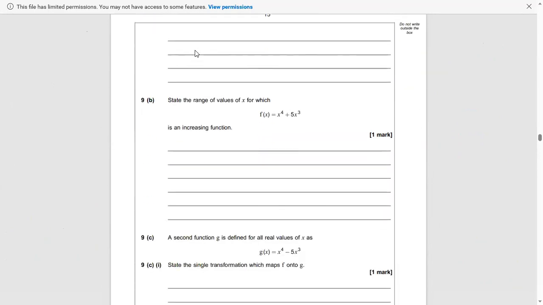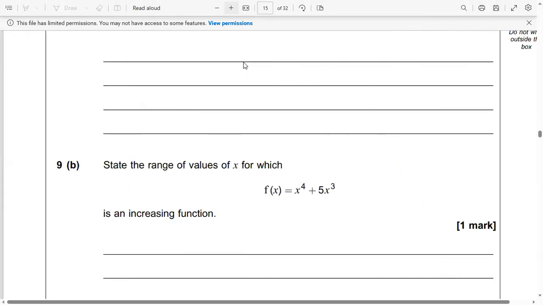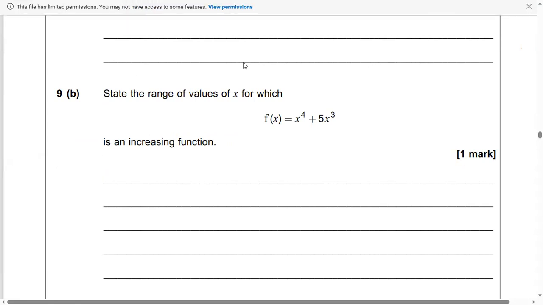Okay, so then part B of the question. We want to state the range of values of x for which this function f of x equals x to the power 4 plus 5x cubed is an increasing function. I'm going to zoom in actually just to get more space when we do our working. So we want to state the range of values of x for which this function is increasing.